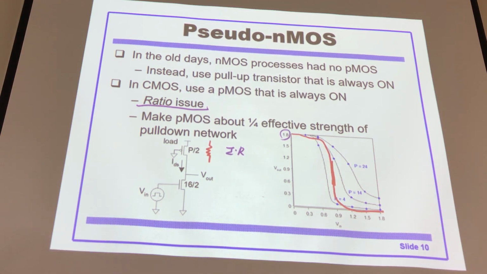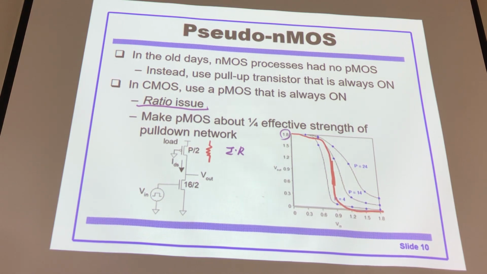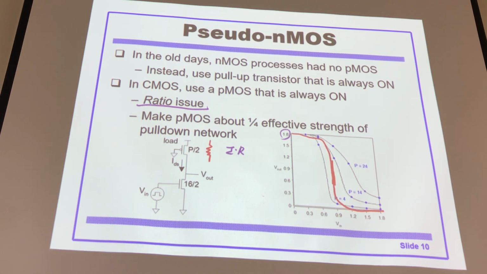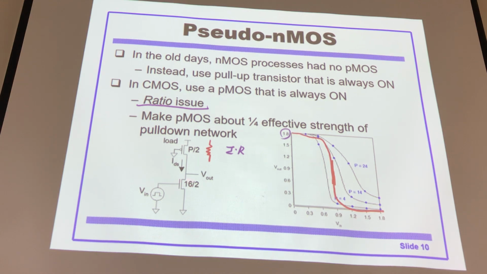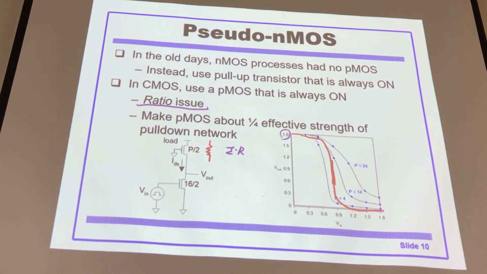So can you tell me what should be the P value? If it should be 1/4 effective strength, then what's the ideal value for P? How many lambda for the PMOS transistor channel width? Channel length is always 2, the minimum channel length, and the PMOS transistor sits in the channel width. How about P? What should be the value here?